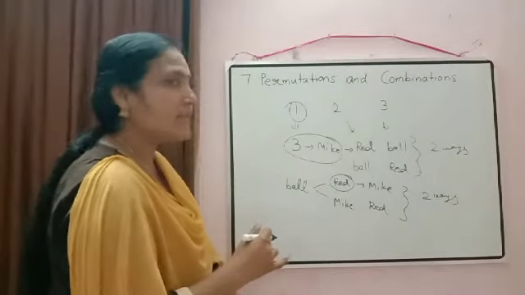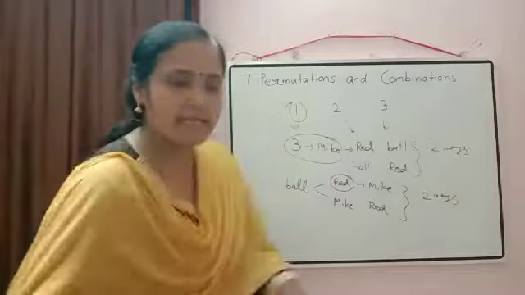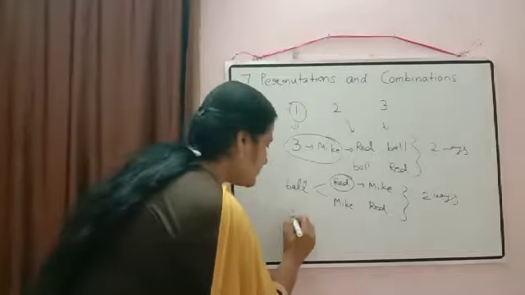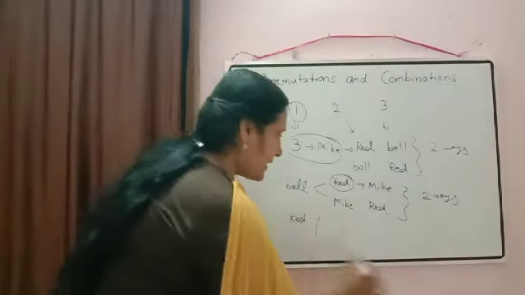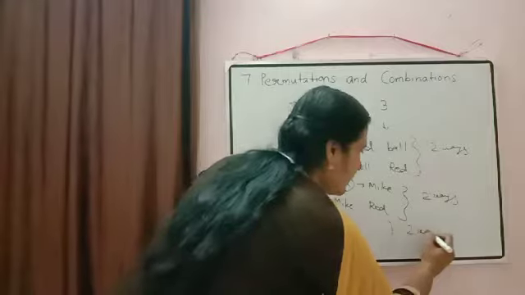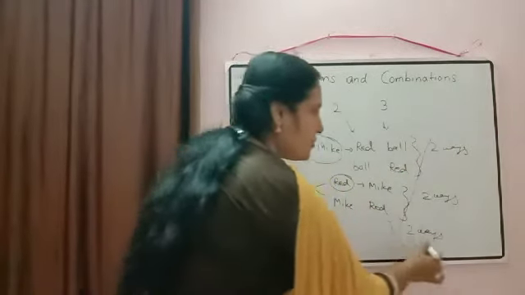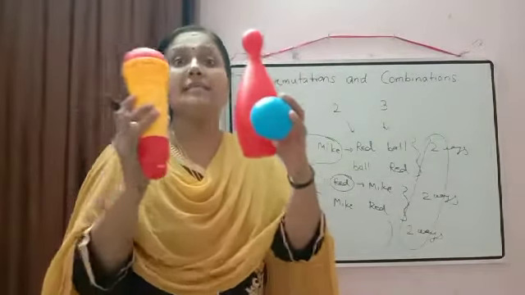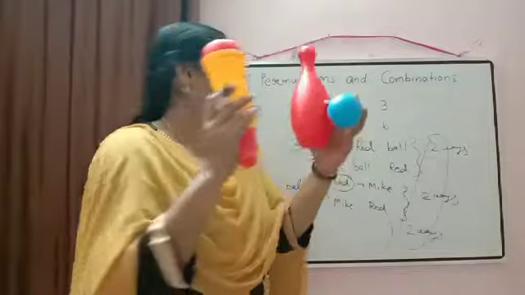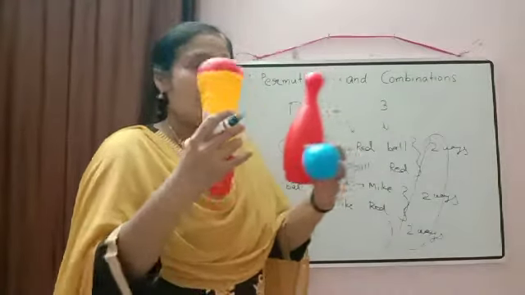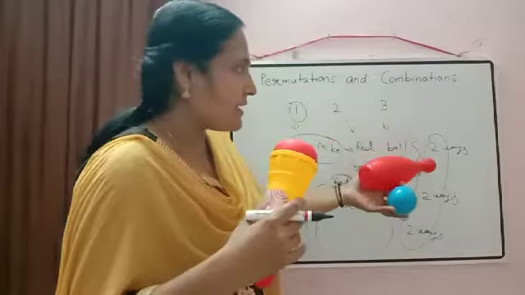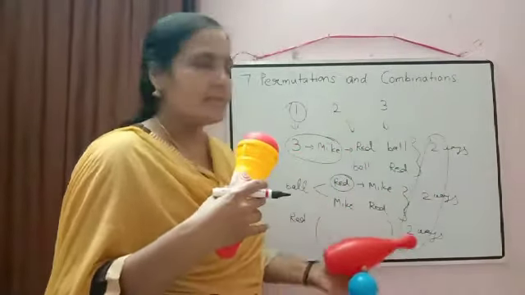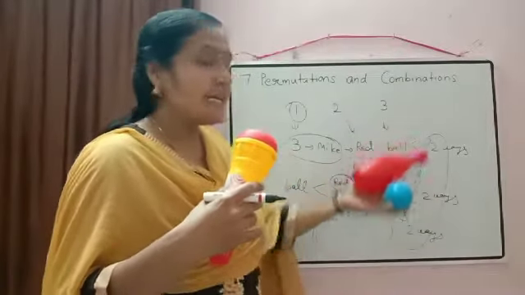One more possibility is that the first child selects the red object. In this case also, for the remaining two children, we have two ways. In total, there are 6 ways to arrange these three objects among three children. The selection can be in this way, or this way, or this way. So in total 6 ways are there.